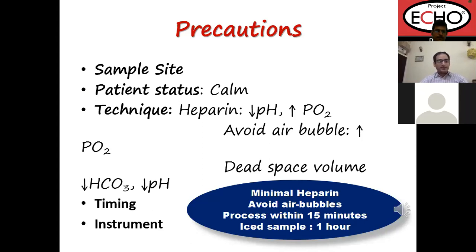And while taking the sample, you should always flush your syringe with the heparin, because we know that heparin is an acid. If you have more heparin, it will give a falsely low pH and more oxygen.